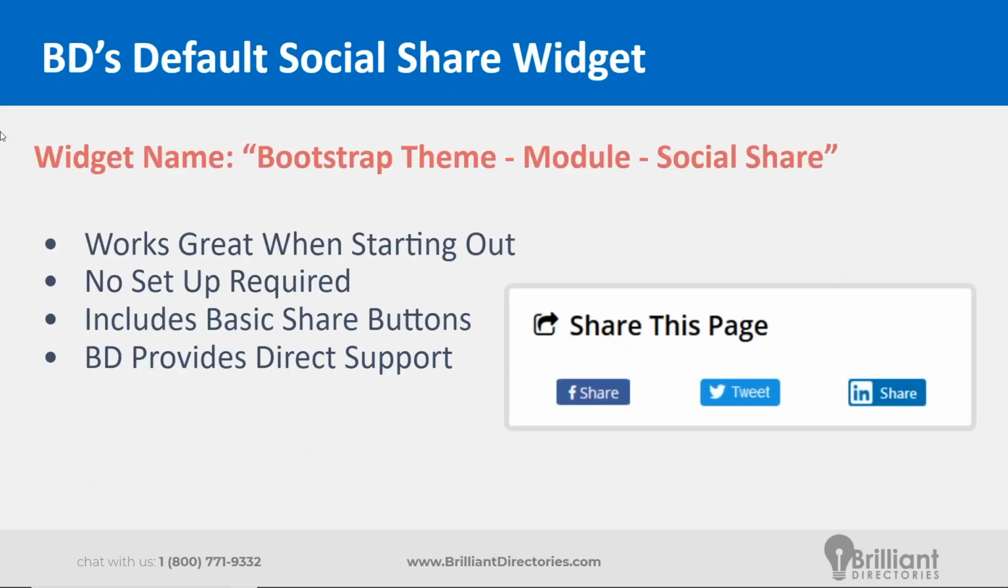So here's a snapshot of BD's default social share widget. Honestly, it does the job. If your site is just starting out, it's a great starting point. It includes Facebook, Twitter, and LinkedIn, which are three of the top social media networks out there. There's no setup required. It's already included in the sidebar of your site. As I mentioned, it includes the basic share buttons. And if something's not working with these share buttons, BD will provide direct support for you guys. So it's great to start with these. It's great to use these. And yeah, again, it's just a great starting point for 99% of the websites out there.